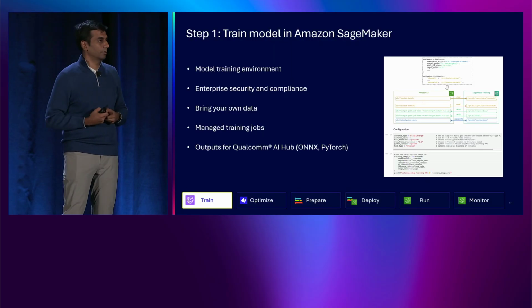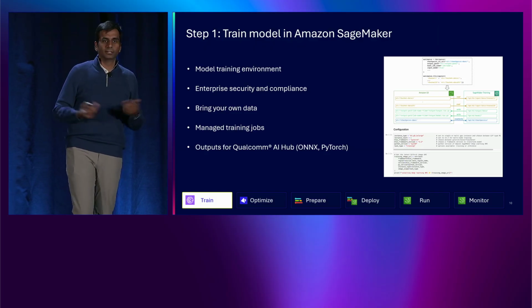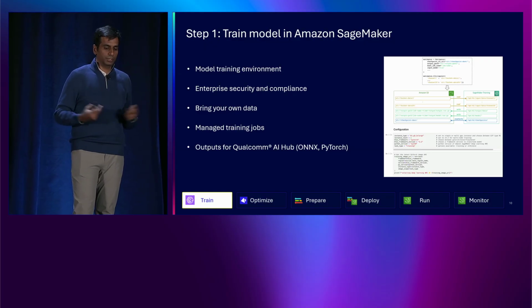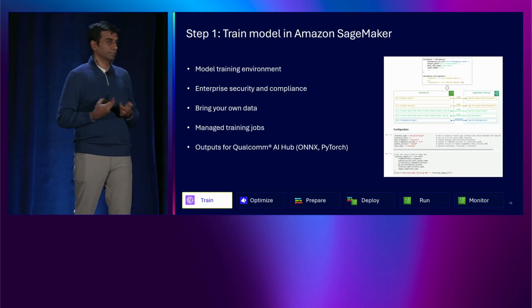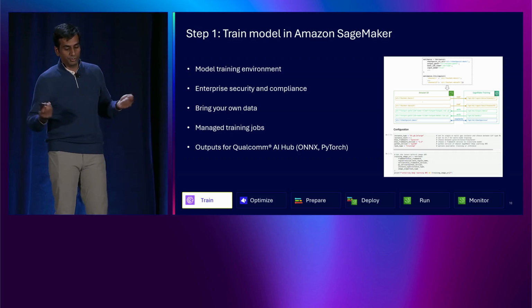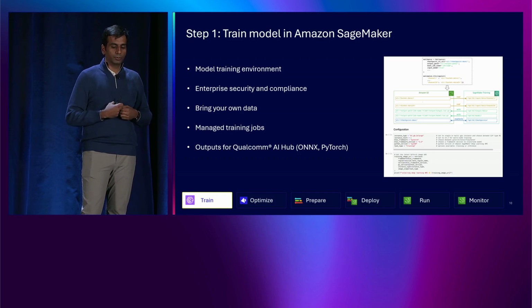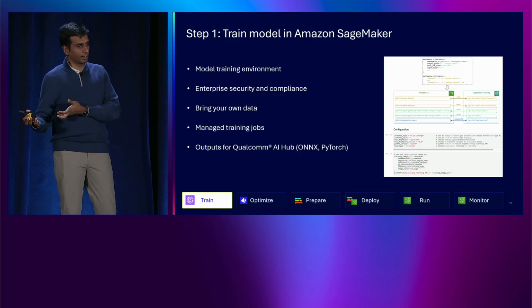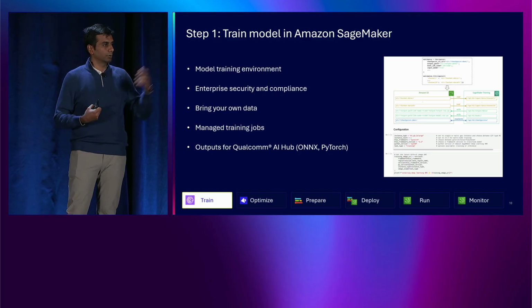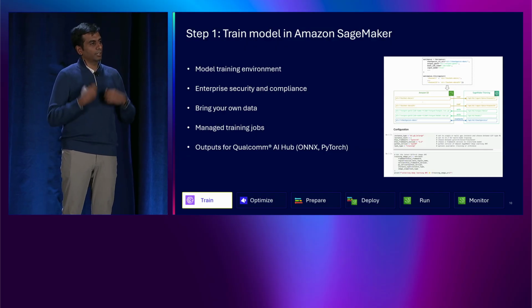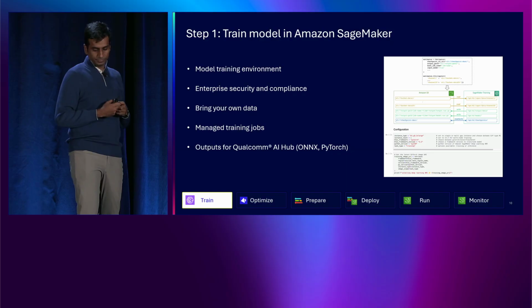Okay, so the first step is training your model. You can use SageMaker or pretty much any training service that you use, whether it's AWS provided or not. You can train models within these environments. You have enterprise security. You can bring your own data. You can manage training jobs. And what's nice about this is that once you're done with the training process, you can get an output, which is an ONNX model or a PyTorch model, which is a pretty standard open source format that is completely compatible with the on-device stack. So really the connection between what you do in the cloud and what you do on the edge is the ONNX model format or the PyTorch model format, whatever you're comfortable with.